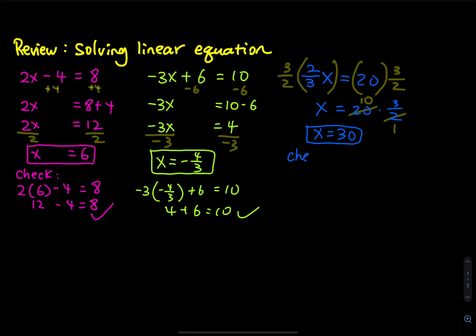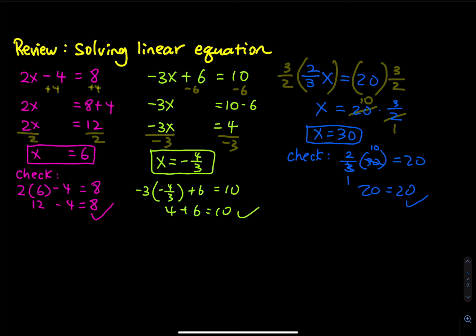Just do a check. So check. You have 2 over 3 times 30 equals 20. So the 3 is a 1. 30 divided by 3 is 10. 2 times 10, you have 20 equals 20. And this is a check.